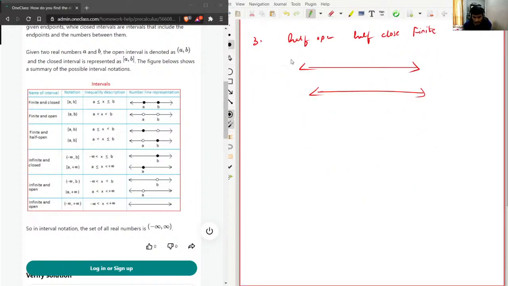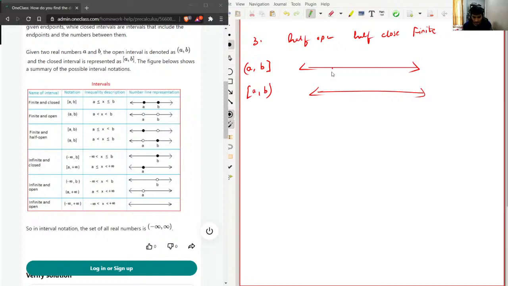So half open, half closed means, first of all, this is finite because it is from a to b. Second, you can see that here a is written with a normal bracket and b is written with a square bracket. That means the value from a to b will be in the domain. The value of b is also going to be in the domain, but not the value of a. The same applies here. The value of b is not included, but a is included, and all the values between a and b are included.